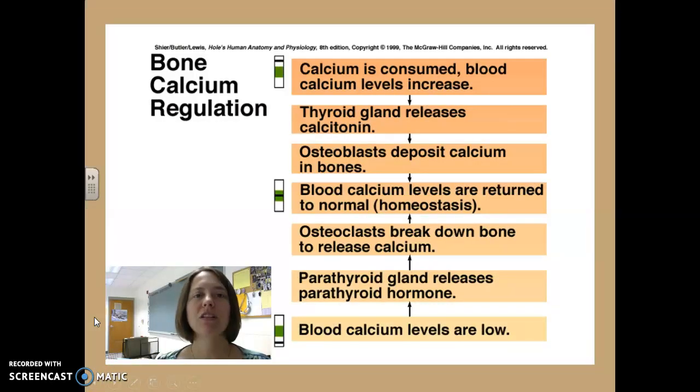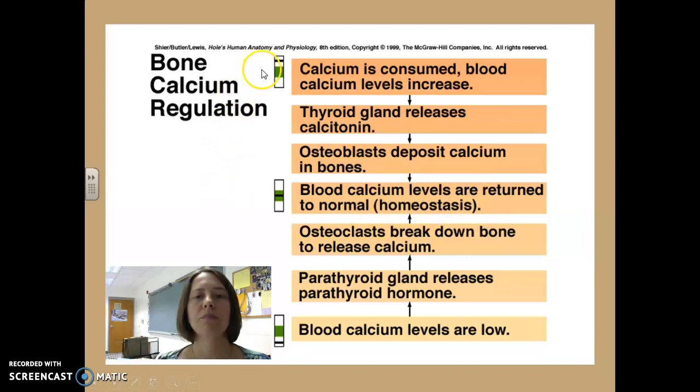At this point, we're going to talk about bone calcium regulation a little more, and you should get out your worksheet and fill it out as we're going along. So homeostasis is the name of the game, and as you know, we want to keep the blood calcium levels right at that set normal value. And right here, when blood calcium levels return to normal, your body is in homeostasis.